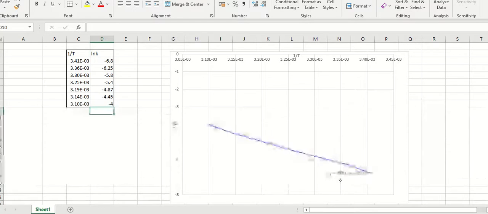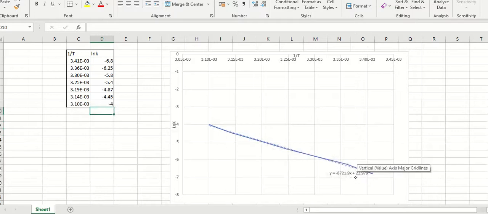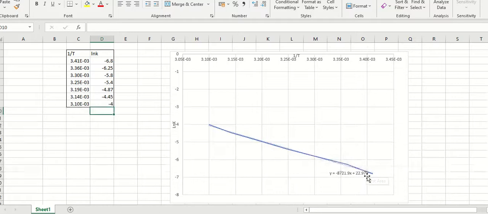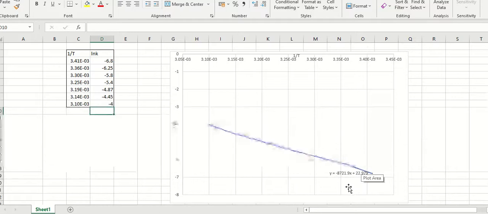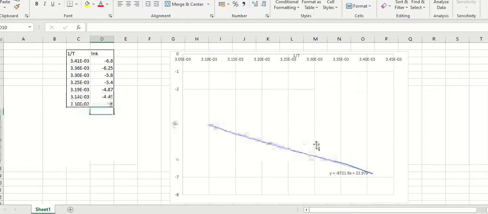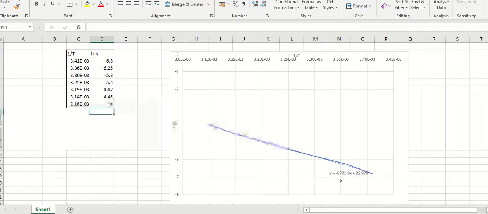There's a dotted line, and we've got y equals minus 8721.9 x plus 22.979. Okay, so obviously in the exam you wouldn't be given that. You'd have to do a gradient the normal way and work it out. So you'd see what dy by dx is. It is always a negative number, the gradient here. So if you've got a positive number, you've probably done it wrong. Okay, so we're going to take that number, the number before the x, that's our gradient, and we can use that.